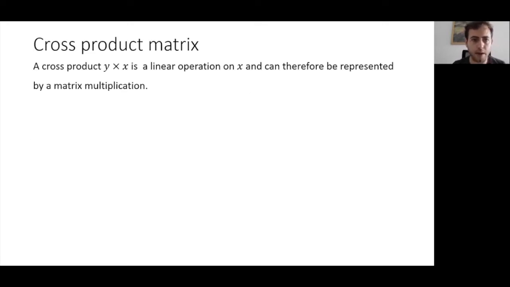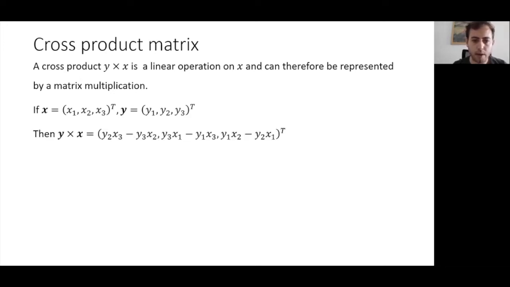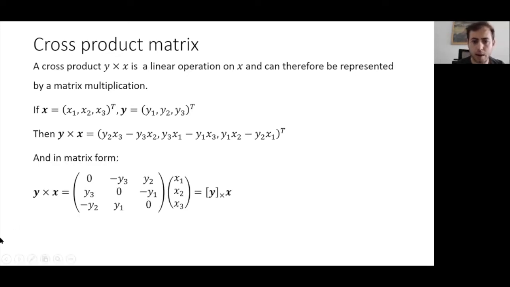Now we can use the cross product matrix to change some notations, but let's first see what the cross product matrix is. We might have already defined it, but let's do it again. The cross product y cross x is a linear operation on x, so we try to represent it as a matrix multiplication. For example, if we have the following 2 vectors, x and y, then the cross product is defined as follows. So we can isolate the entries of y into a 3x3 matrix.